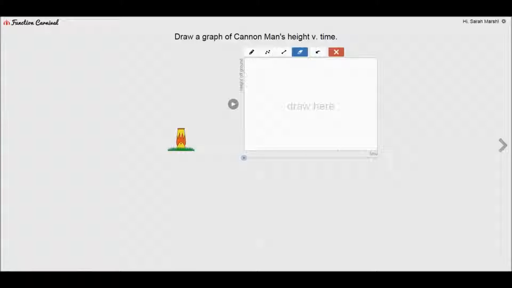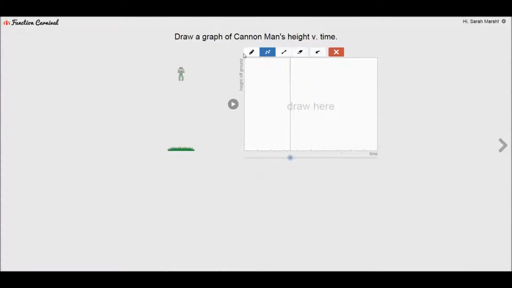Another thing that Desmos has is these cool little activities that help them connect things. This would be an Algebra 1 or maybe even younger kind of concept, where you watch a little video of the little guy going out of the cannon. You can pause it at any time. The idea is you want to create a graph of the little guy as he goes up and down, his height over time.